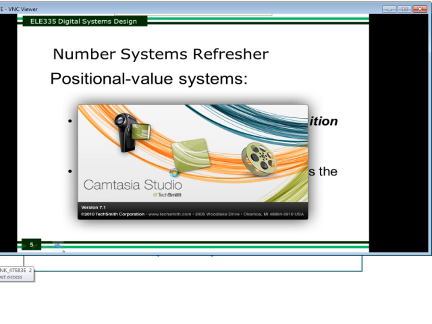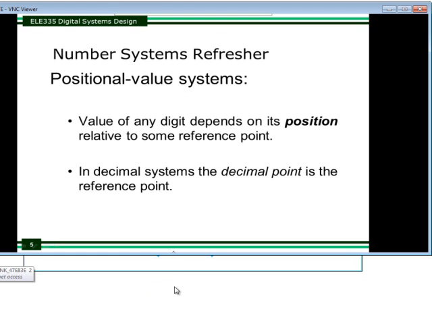So, positional value systems, we know, for example, binary, decimal, octal, hexadecimal, where the position of a digit tells you the value of that digit. So the value of any digit depends on its position relative to some reference point. In decimal systems, we're all well aware that the decimal point is our reference point.